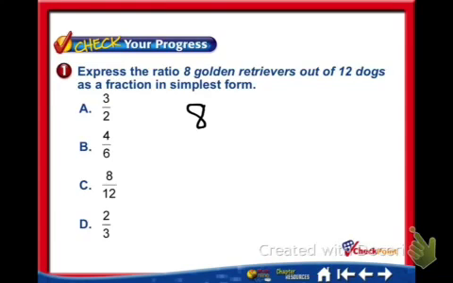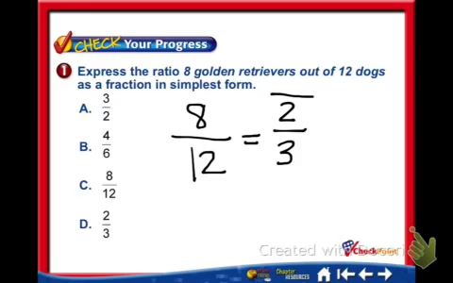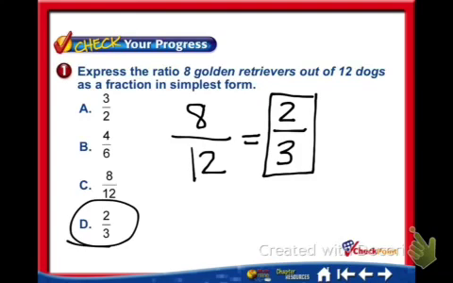Eight golden retrievers out of 12 dogs can be simplified using the number 4. 4 goes into 8 2 times and into 12 3 times. 2/3, so D is your answer.